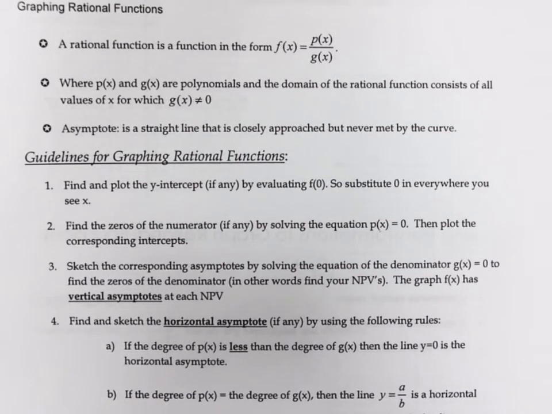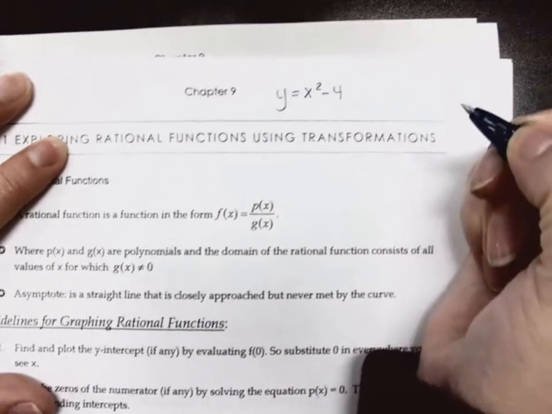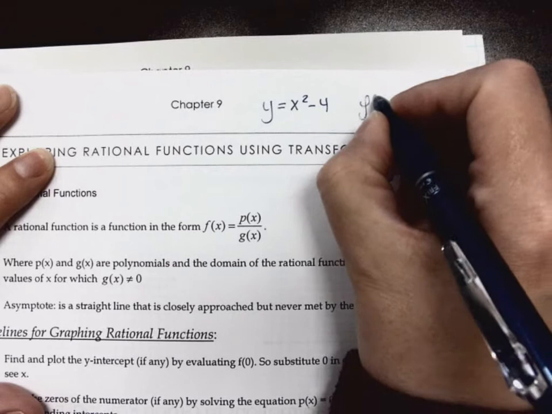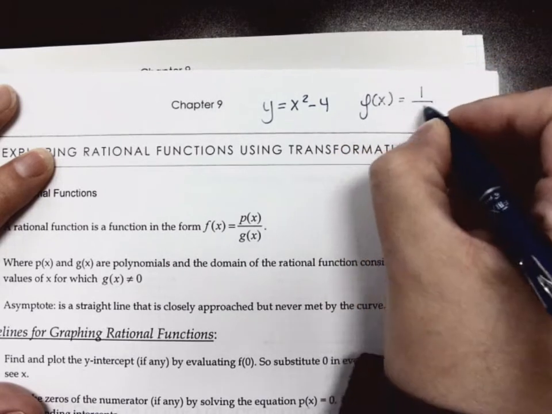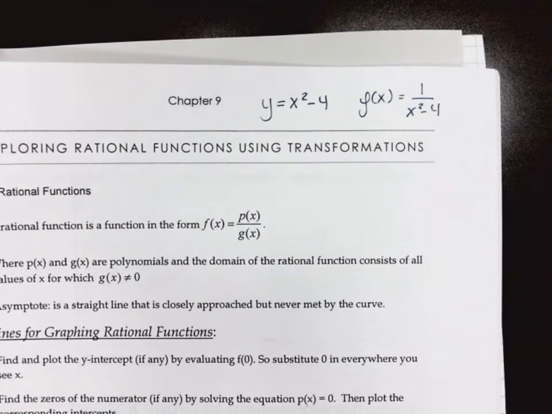So 9.1, you saw these in grade 11. If you were in my class, you saw this. I gave you parts of this in chapter 6. In chapter 6, we did reciprocal functions. I got you to graph y equals x squared minus 4, and then I got you to graph f of x is equal to 1 over x squared minus 4. So that was chapter 6 of grade 11.